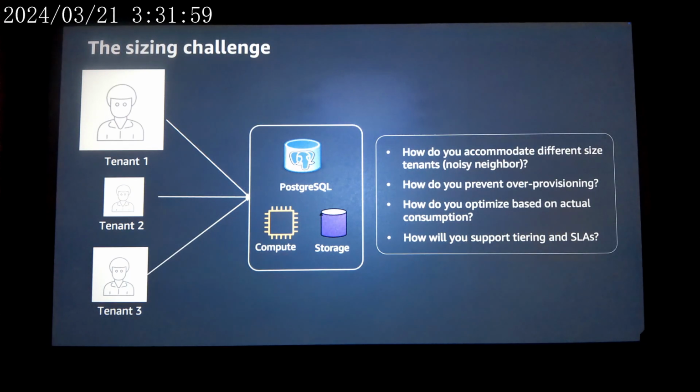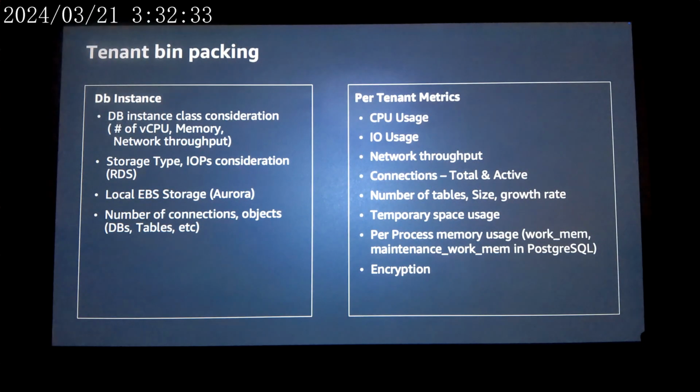So the sizing challenge, we just talked about it. You will have mixed tenants, one tenant is large, medium, small, and how do you accommodate different size tenants, and especially how do you isolate these noisy tenants, right? And how do you prevent over provisioning? And more importantly, how do you optimize based on the actual consumption of your tenants? And how do you meet and support the needed SLAs for all your tenants? So that brings down to what are the factors you should look into when you look at the impact on the tenant. The typical factors I would always look into are on the right hand side.